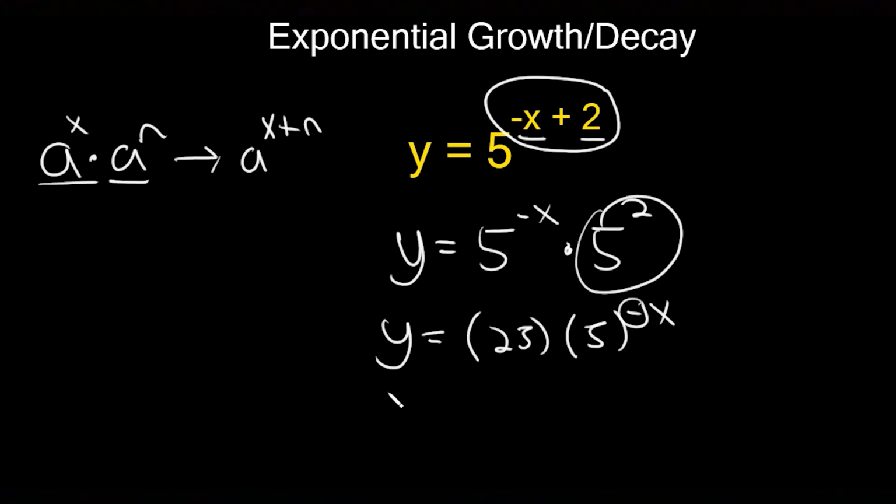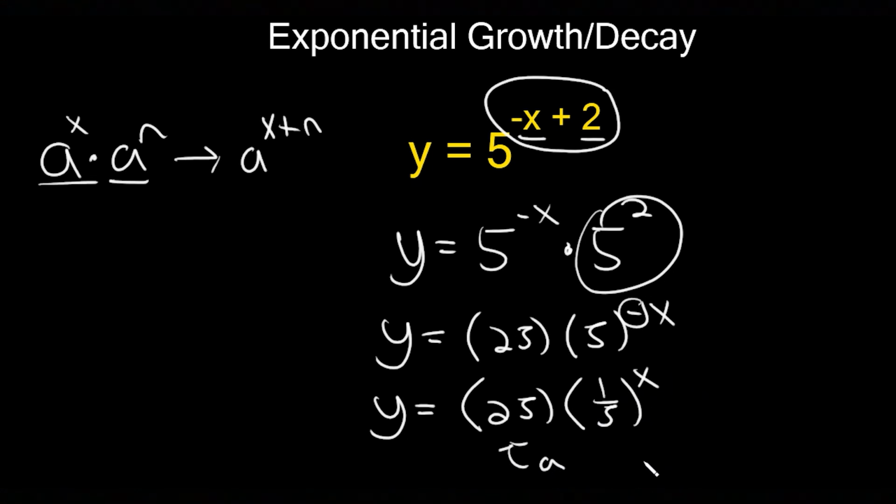So rewriting it one more time, you're going to have y equal to 25 times 1/5 all to the x power. So here's my a right here. That's my a. Here's my b. Okay, so I can clearly see that my base is less than 1. I'm going to have exponential decay here. So I'm going to go ahead and write decay. And that one's done. And again, your y-intercept value is 25 here.